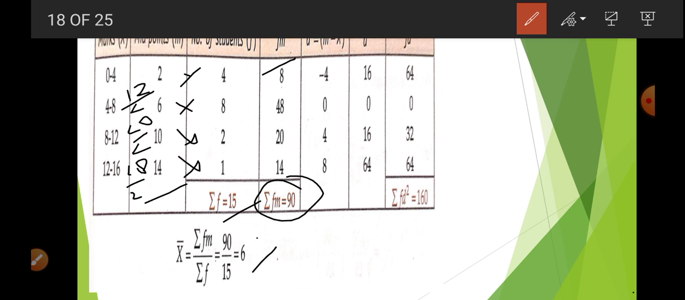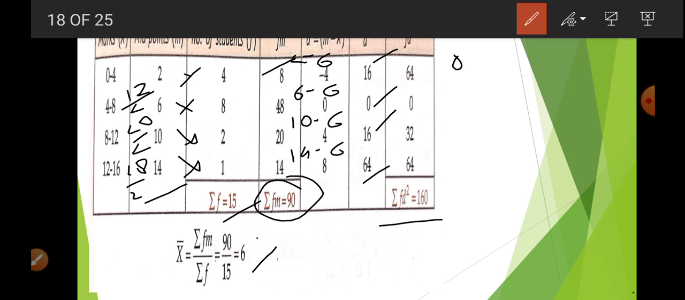Now we calculate the deviation, that is, 2 minus 6, so minus 4. Then 6 minus 6, 0. Then 10 minus 6, 4. Then 14 minus 6, 8. Okay, now do its square. So the square of 4 is 16, 0, then 4 squared is 16 and 8 squared is 64. Now multiply it with frequency and you get sigma fd square, that is 160.